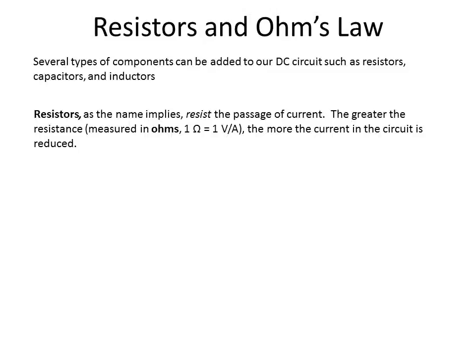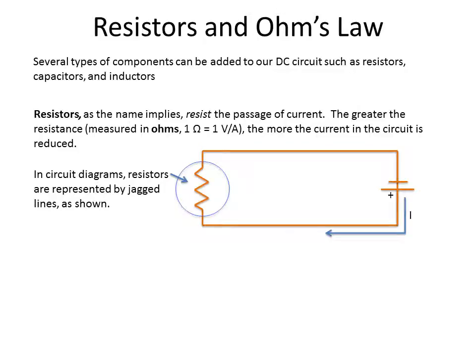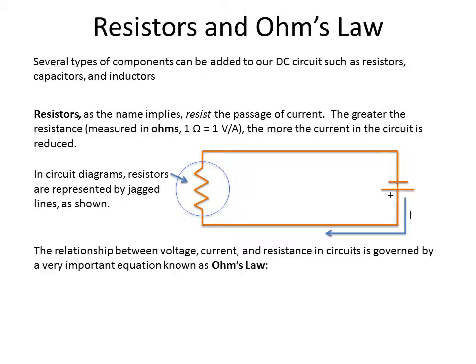The unit of resistance is the ohm. And the ohm is designated by the capital symbol omega. So 1 ohm is equal to 1 volt per amp. As the circuit diagram shows, the resistance is given by this little symbol, a set of jagged lines. This is a pretty standard symbol that you'll see in most circuit diagrams.